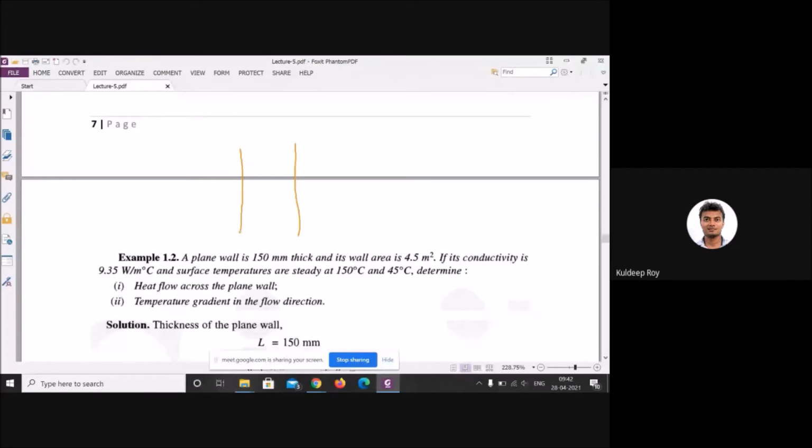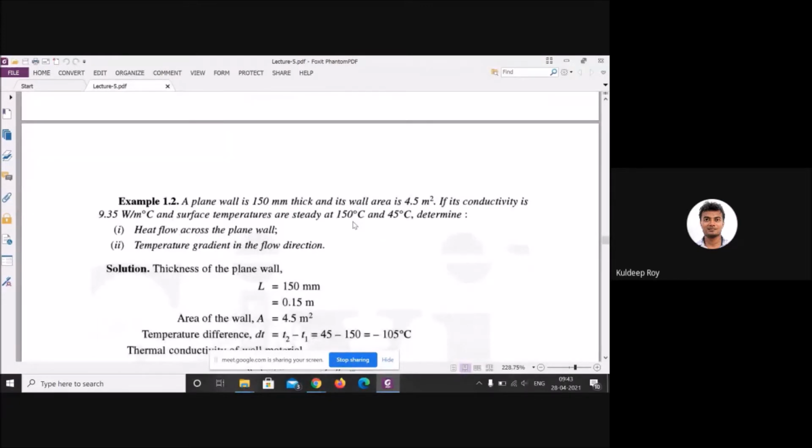Thickness, from here to here, is given as 150 mm. This is the area they have given. Its conductivity, the solid material conductivity, is given. And for the temperature difference, you can imagine 150 degree temperature here and 45 degree centigrade here. Now tell how you will apply Fourier's law of heat conduction.